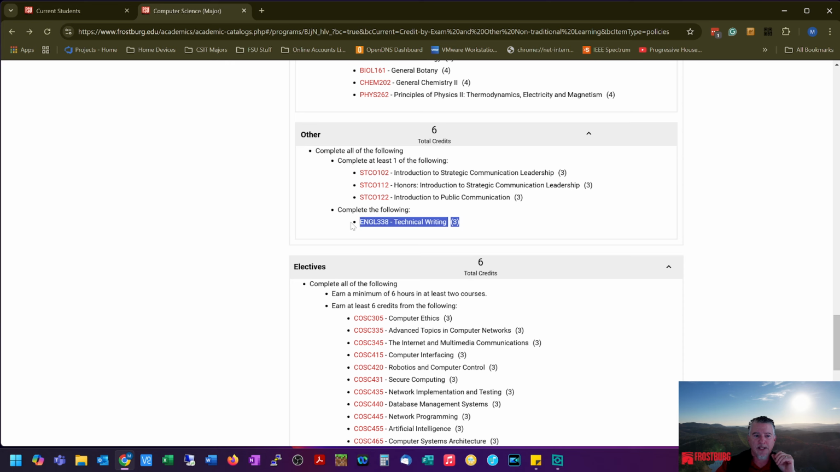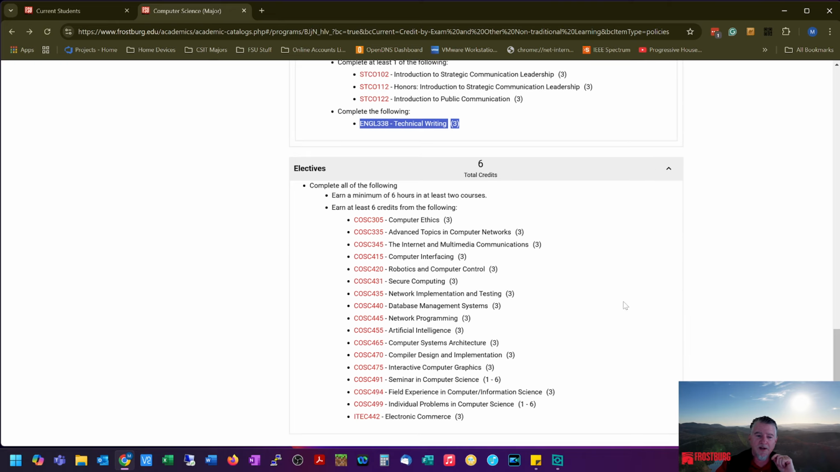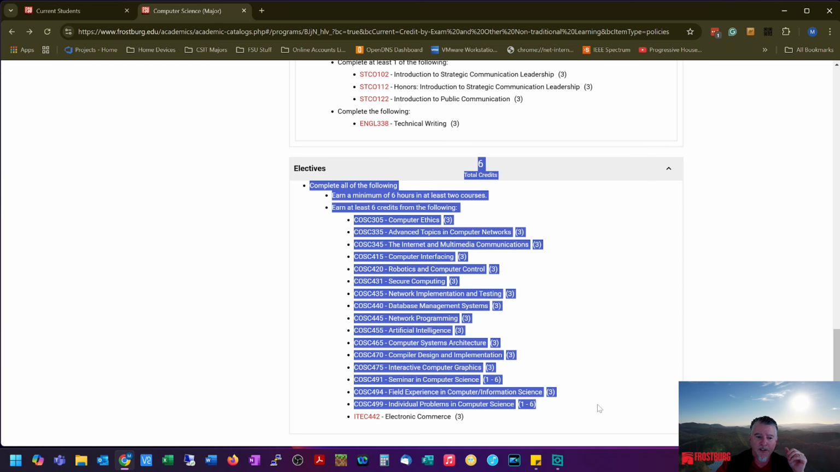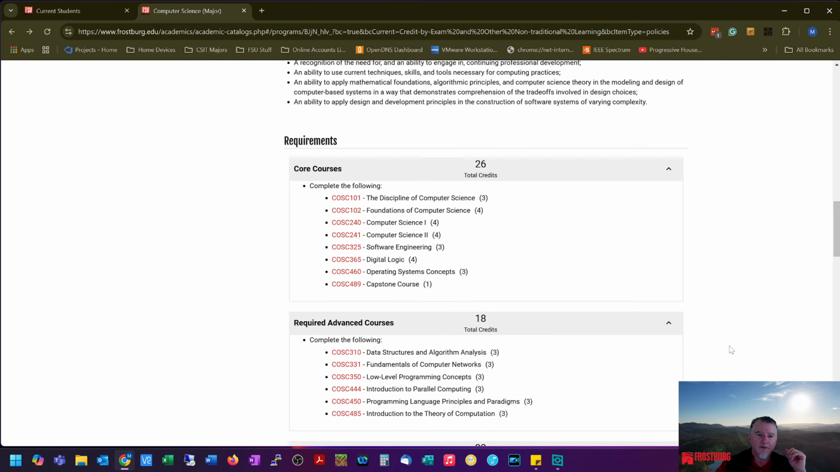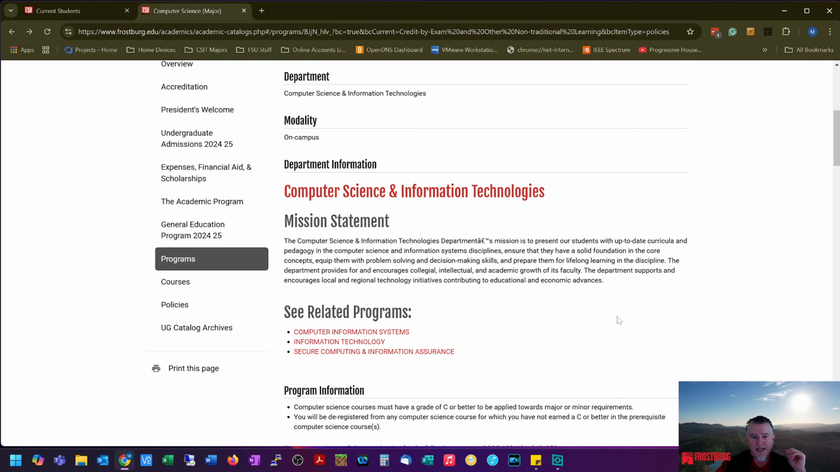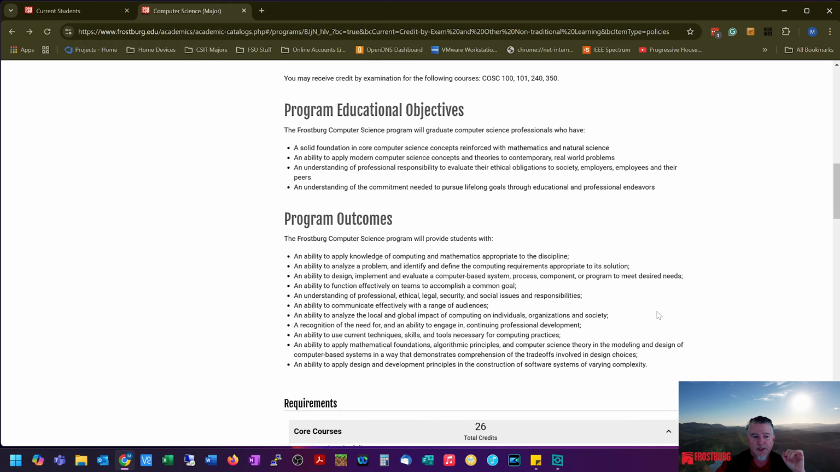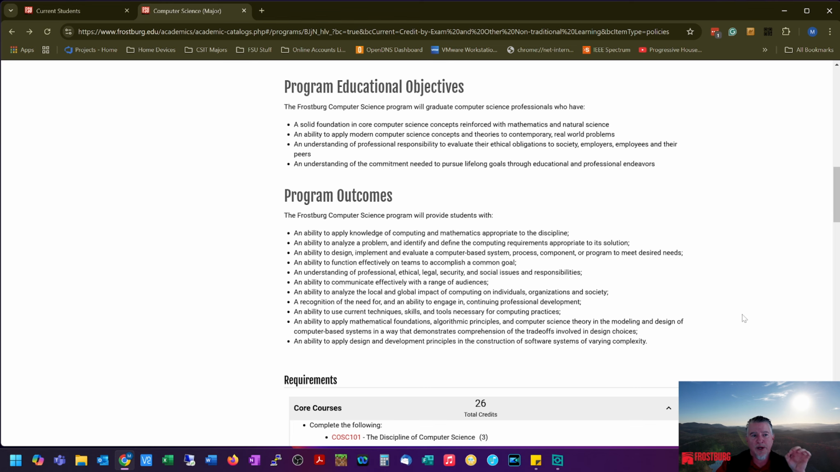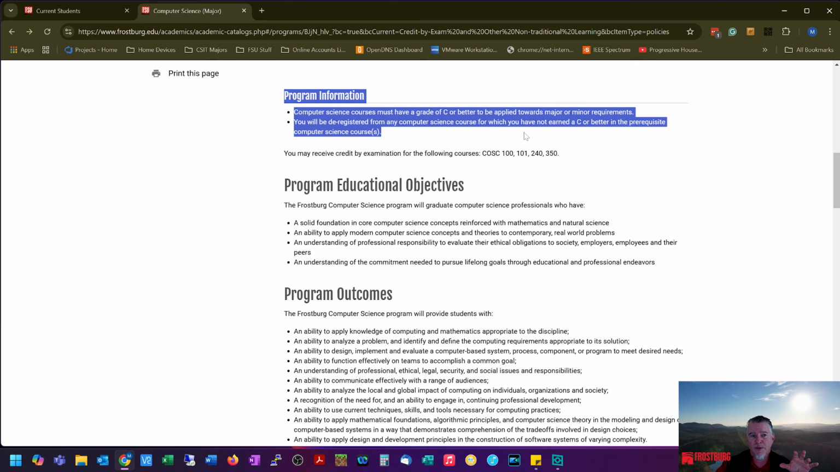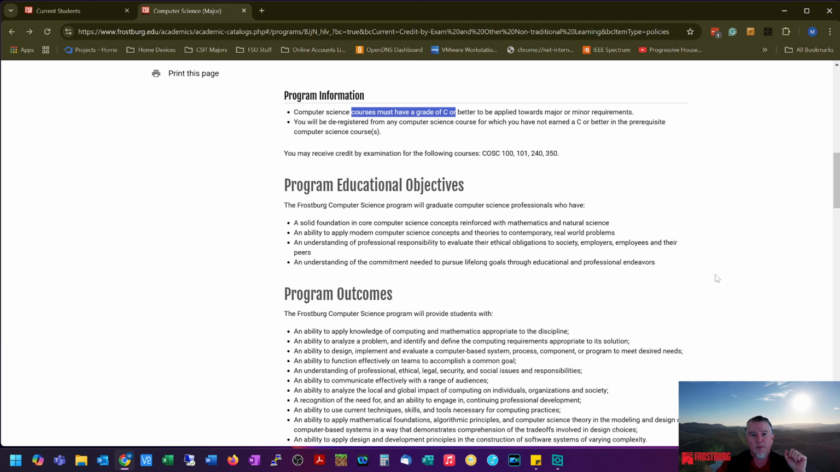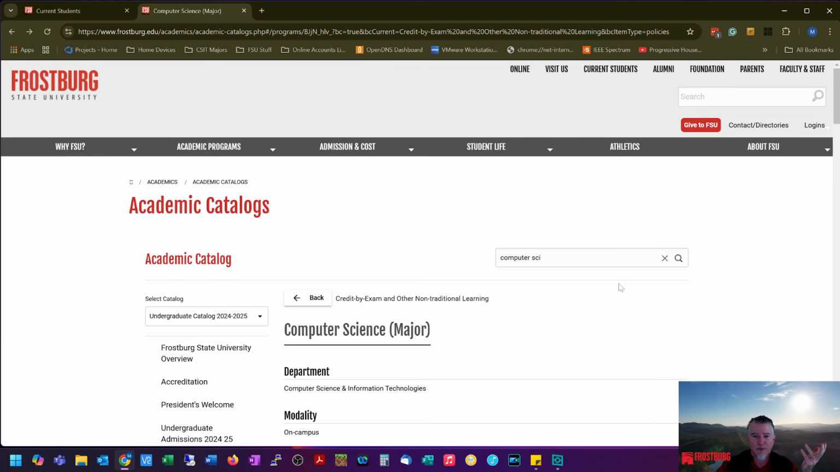But here's one of those overlaps again. Remember I told you some of us have advanced composition requirements, and there's English 338. And then finally for computer science, you have to take 2 electives, 2 courses, 6 credits, right? Some degrees have additional requirements. For example, in computer science, you must earn a C or better in all courses, okay? And that's going to be specified in program information. Computer science must have a C or better. So keep that in mind as you go through different programs.